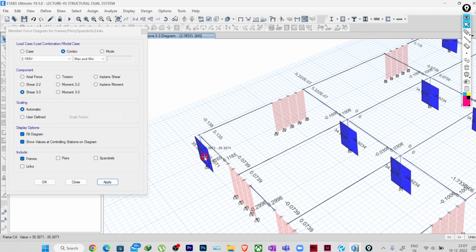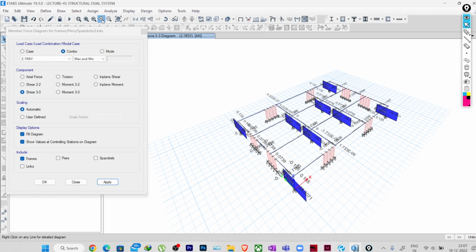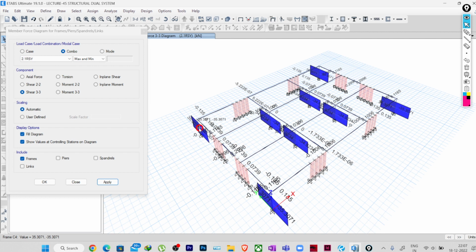Now if I see here, it is 35.3071, and here it is 34.9234 in between. So let us do it again. If you see here, it is the same for all these four columns. This one, let me zoom it a bit, it is 35.3071. This is also 35.3071, and in between we have 34.9234, right?